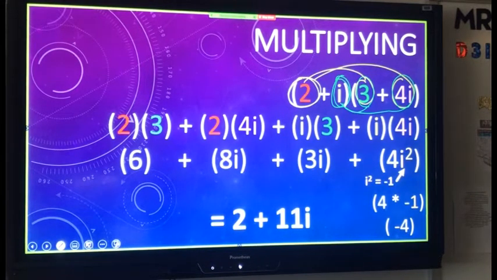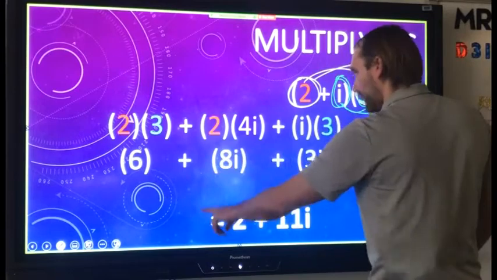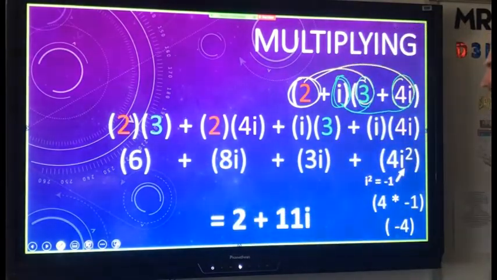So now we have real numbers we need to add together. 6 minus 4 is 2. And imaginary numbers. 8i plus 3i is 11i. Think of i like a variable. Add it, subtract it, multiply it like you would a regular variable.